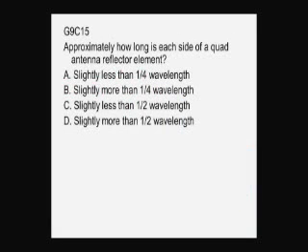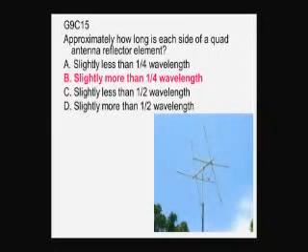Approximately how long is each side of a quad antenna reflector element? If the driven element side is a quarter wavelength and the reflector has to be bigger, then it's going to be slightly more than a quarter wavelength, isn't it? Slightly more than a quarter wavelength.